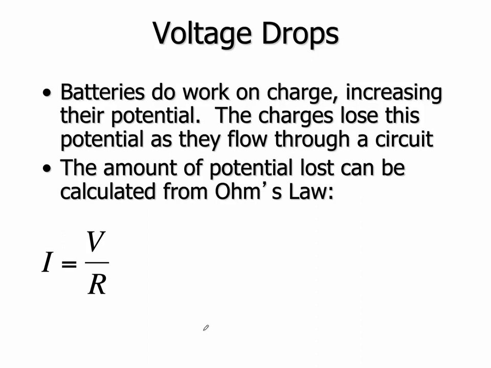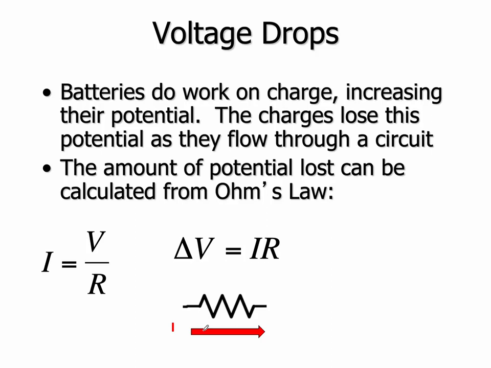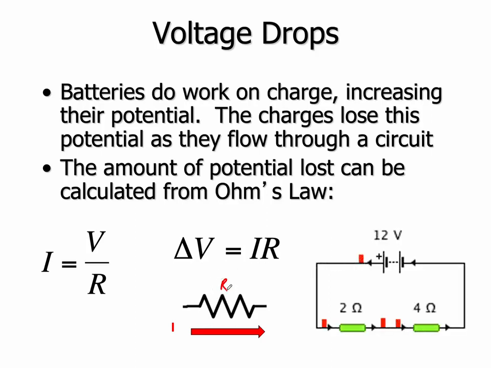Voltage drops. I mentioned it in that first slide, but I just want to get into it very quickly here. If you take Ohm's law and rearrange it, multiply both sides by resistance, you can actually calculate how much voltage change you have across the resistor. In this case, you can calculate the voltage drop is equal to I times R.